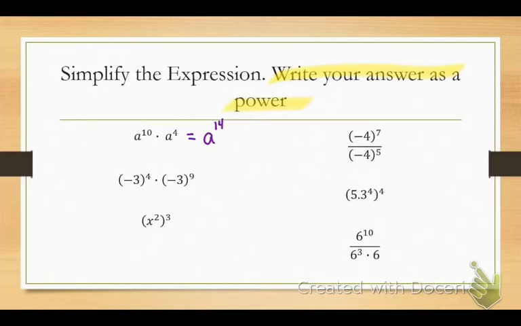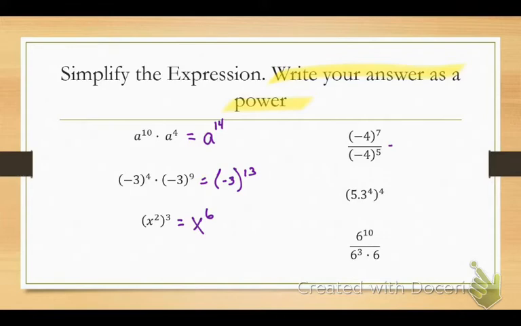What about my negative 3's? Reagan, what'd you get for your negative 3's? Negative 3 to the 13th power. Again, that's another product of powers, powers that have the same base. What about my x? X squared raised to the 3rd power, William? X to the 6th power. That's an example of power of powers. One base raised to an exponent, raised to another exponent.